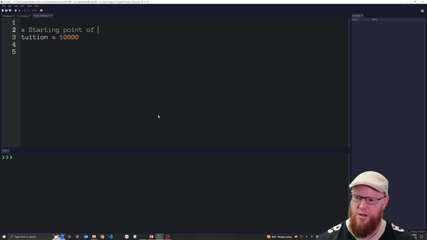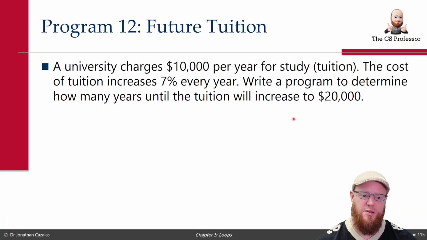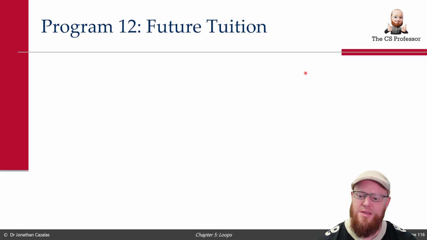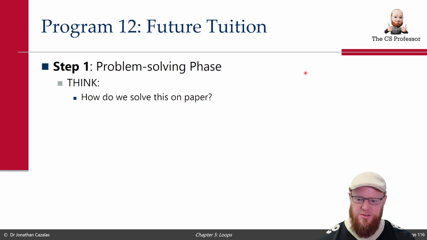Starting point of tuition is $10,000. And we know that it's going to increase 7% every year. Write a program to determine how many years it will take until the tuition gets to $20,000. So let's not start coding until we think this through at the problem solving phase. How would we solve this on paper?